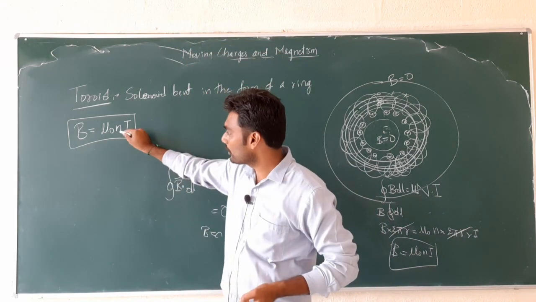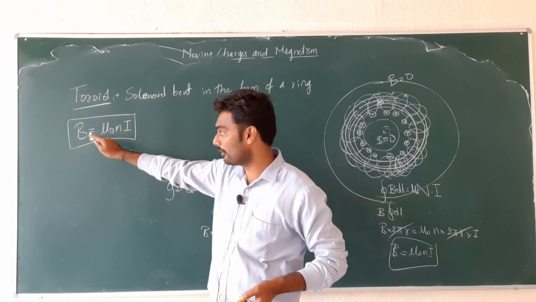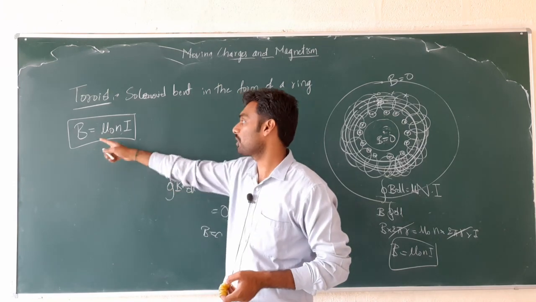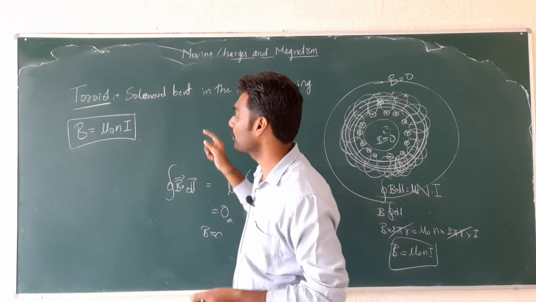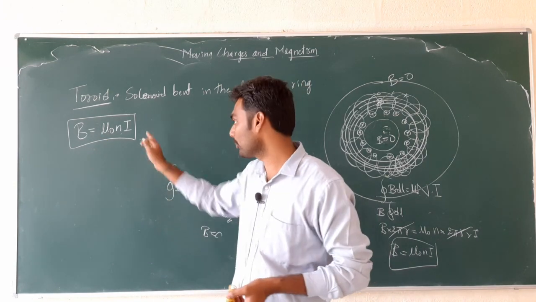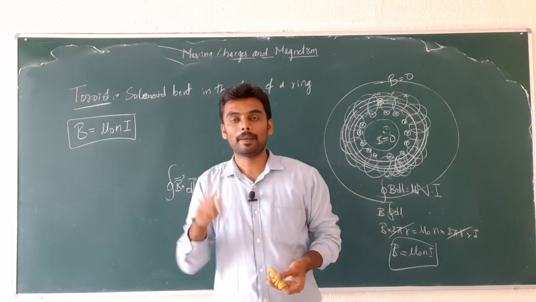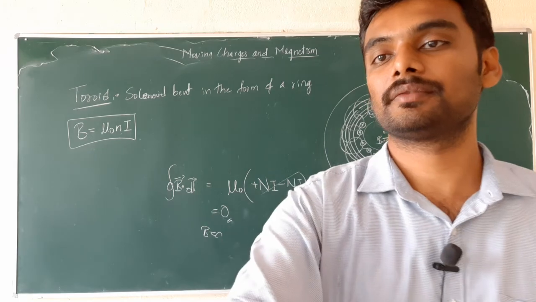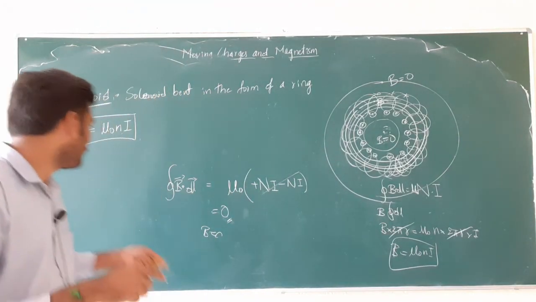So more turns per unit length gives us more magnetic field, and more current gives more magnetic field. This is about both solenoid and toroid, because both of them have the same expression for the magnetic field inside them. So this is about solenoid and toroid. And one more graphical representation is left.